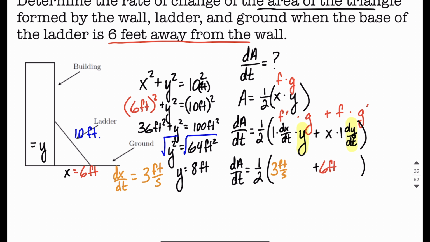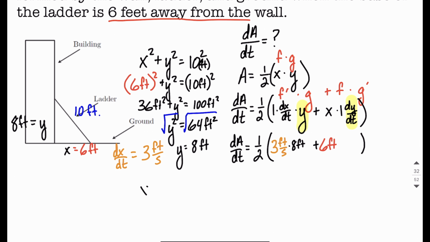So our y value here can be 8 feet, is how far up on the building this ladder is reaching when it's been pulled out 6 feet from the base of the building. So we can fill in right here, we can get 8 feet goes in for y, but we still need that dy/dt. So again, let's revisit that exact same formula. We had x squared plus y squared equals 10 feet squared.